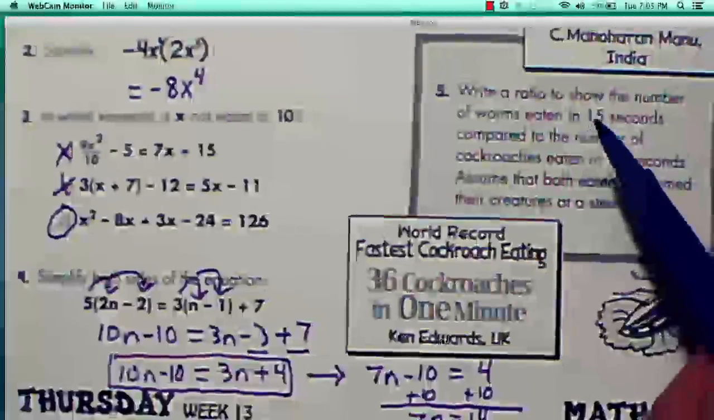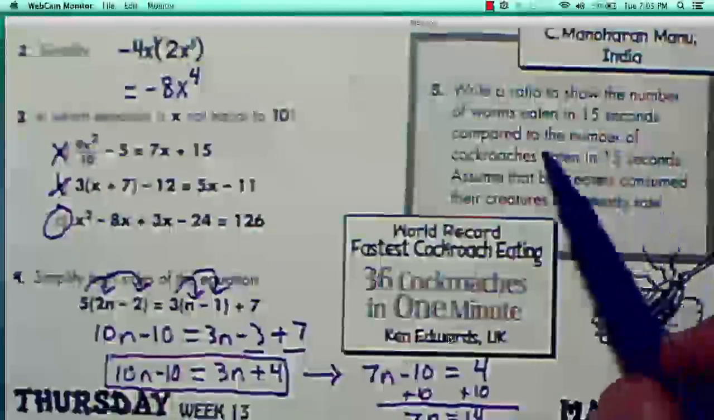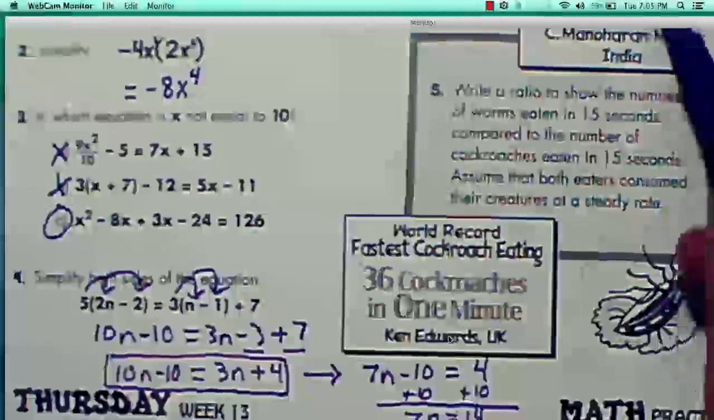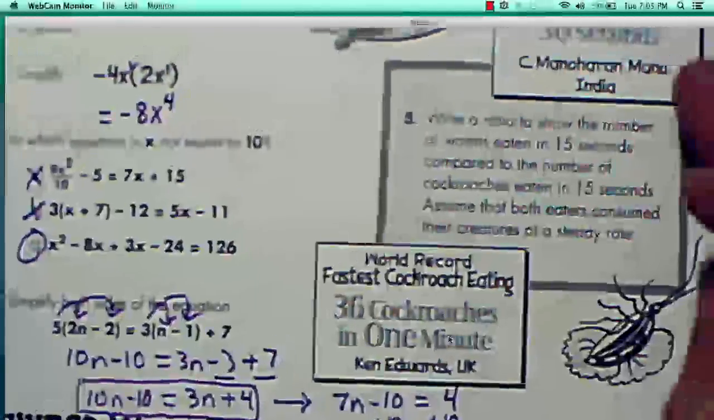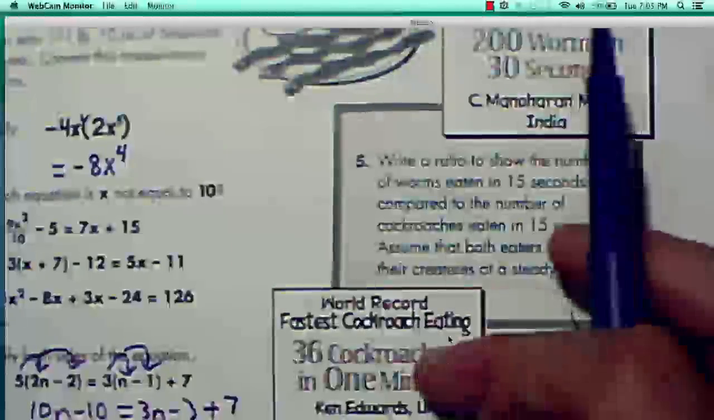Number 5 says, write a ratio to show the number of worms eaten in 15 seconds compared to the number of cockroaches eaten in 15 seconds. It's talking about these two world records. I think you can handle those. It's just a couple of divisions basically.